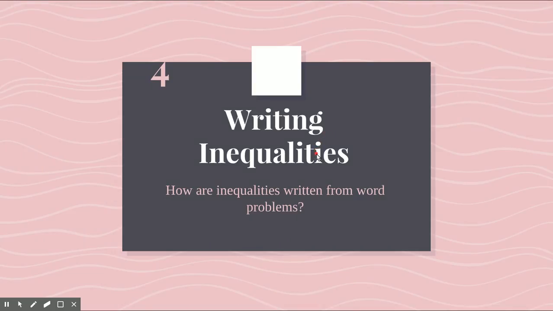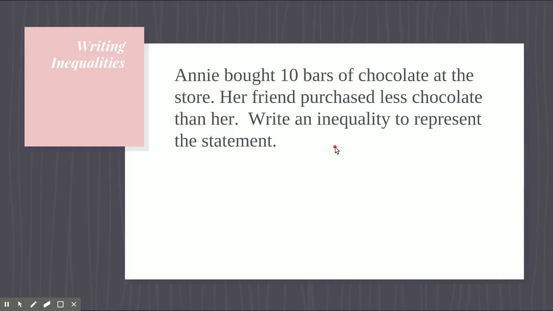All right, last example is writing inequalities. So how are inequalities written from word problems? It says, Annie bought 10 bars of chocolate at the store. I think it's really important when you go through these to write down, or if it's a paper copy, underline important words. So bought 10 bars is very important. Her friend purchased less chocolate than her. Okay, write an inequality to represent the statement.